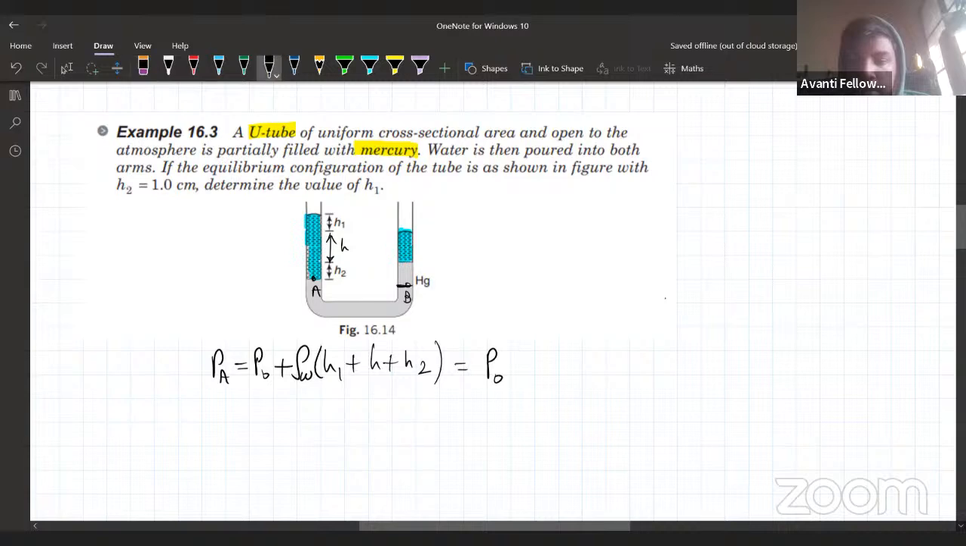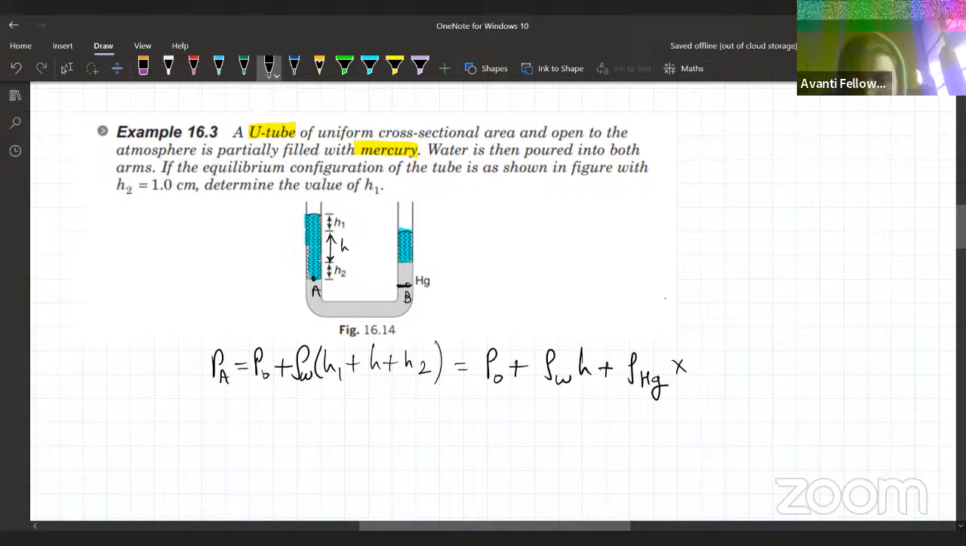At point B, P naught plus rho of water into this height H plus rho of mercury Hg into this height H2. To substitute these values, since these two will be equal, P naught and P naught will get cancelled out, and just substitute the values and you'll get your answer.